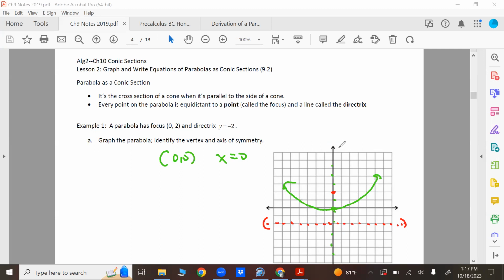But part B is asking to write the equation. Okay, let me give you the general formula for the equation. The general formula is going to be this. If it's, I'm going to call it a vertical parabola.